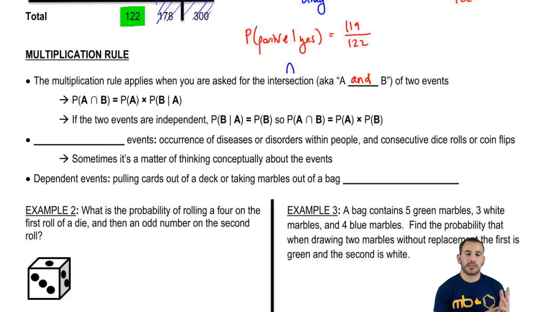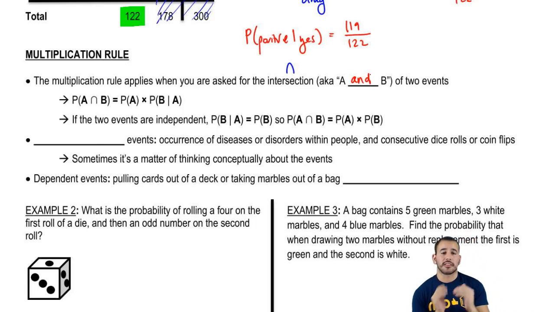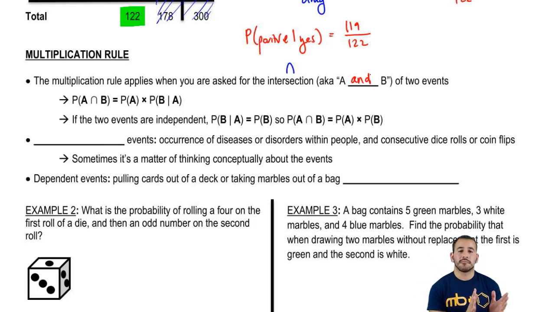Does that make sense? So kind of order matters a little bit. We want to make sure that we include the probability that's happening first, and then the second one, take into account, does B get affected by A or not? That's going to be the probability of B given A.